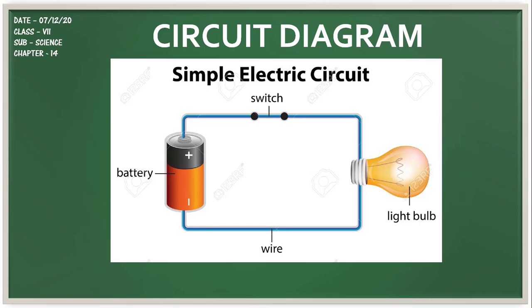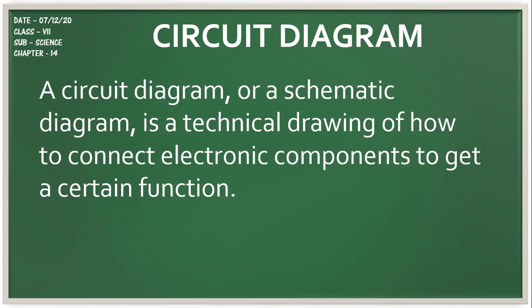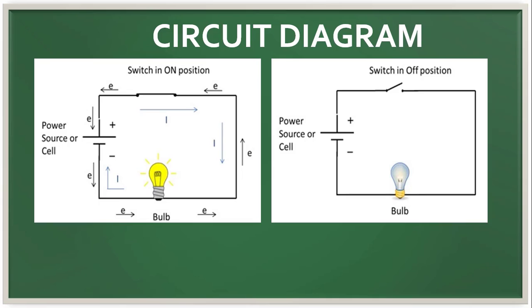By using these symbols, electric circuits can be represented conveniently by drawing their circuit diagrams. What is a circuit diagram? It is a diagram which tells us how the various components in a circuit have been connected by using the electrical symbols of the components. We usually represent an electric circuit by its circuit diagram. Here you can see the image of a closed circuit and an open circuit.